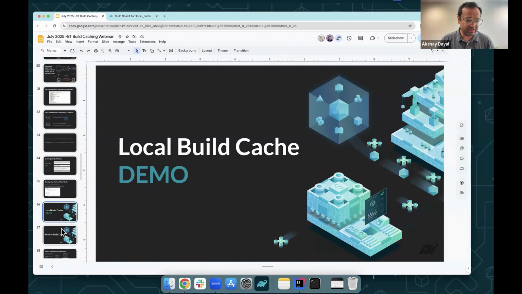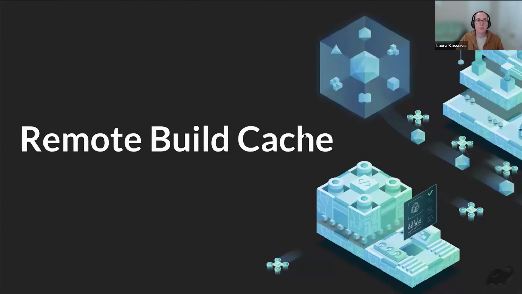Okay, and I think that is it for our demo. So I actually covered everything that happens on your local machine and all the redundant work he can avoid himself. But what happens when you start sharing that work across an entire team? That's where remote caching comes in.